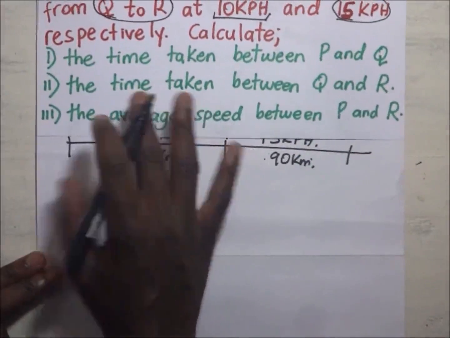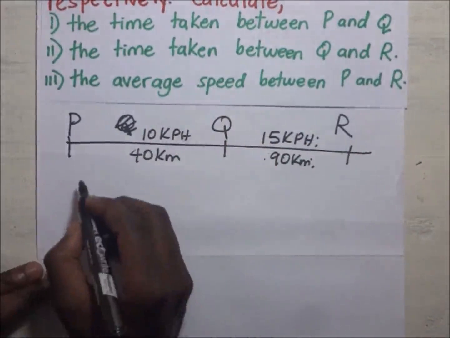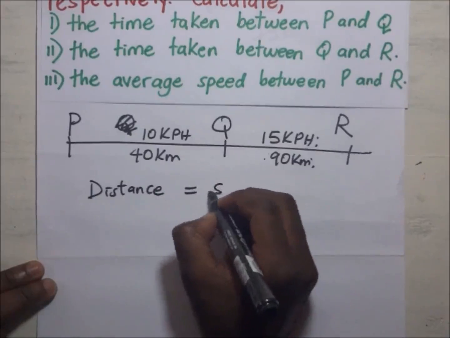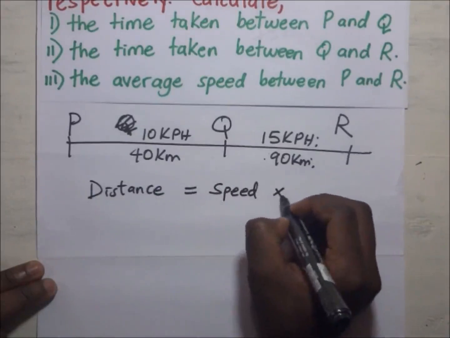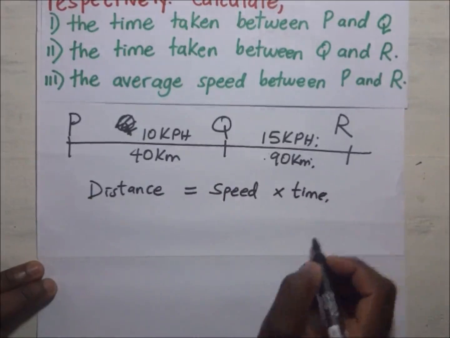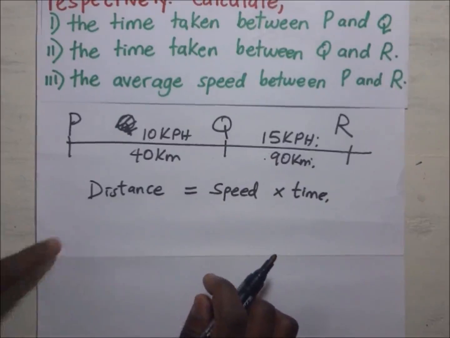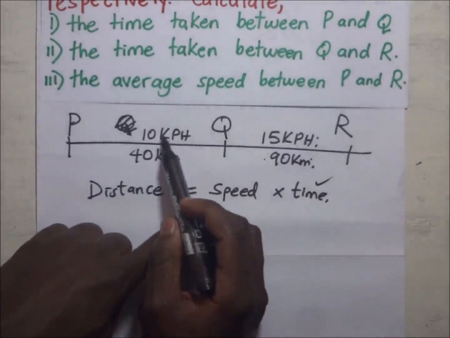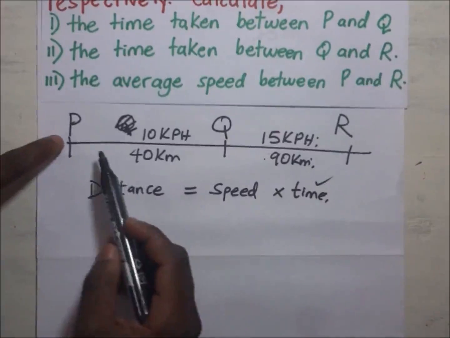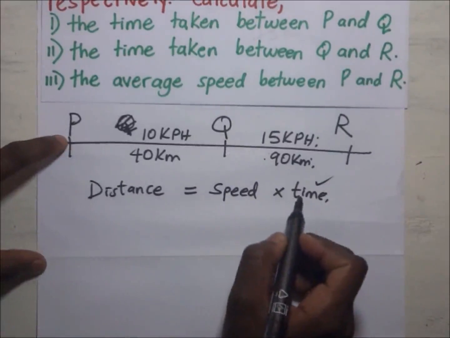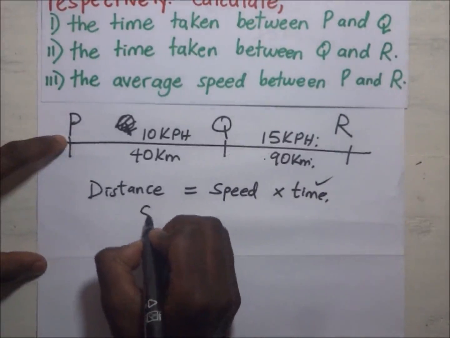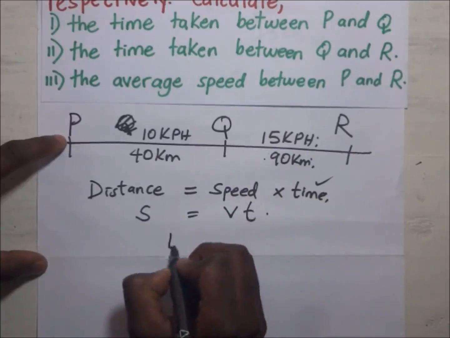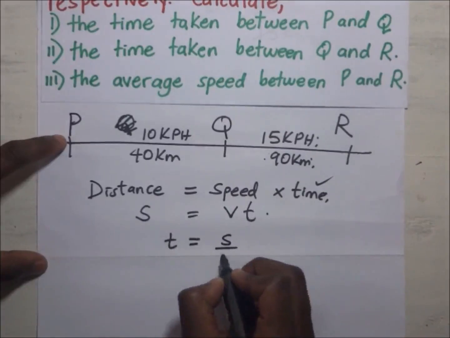For part 1, they're asking us to find the time taken between P and Q. We know that distance is equal to speed times time. Since they're asking us to find the time, we have the distance, which is 40 kilometers, and the speed, which is 10 kilometers per hour. To find the time taken from P to Q, we make T the subject of the formula. Distance, which we denote by S, is speed, V, times time. So T is equal to S over V.